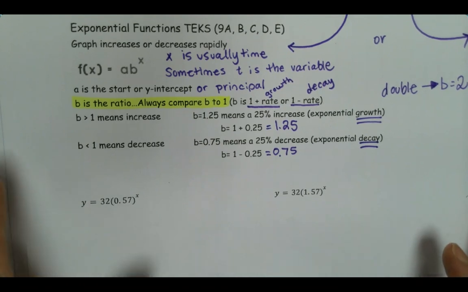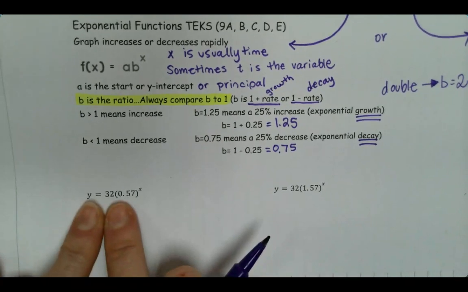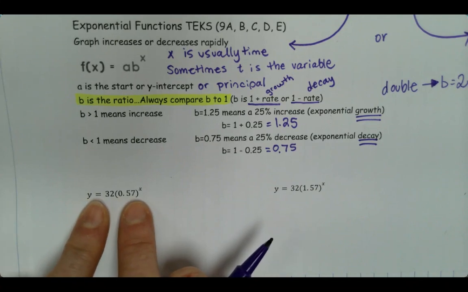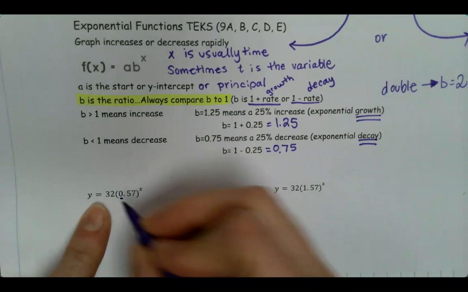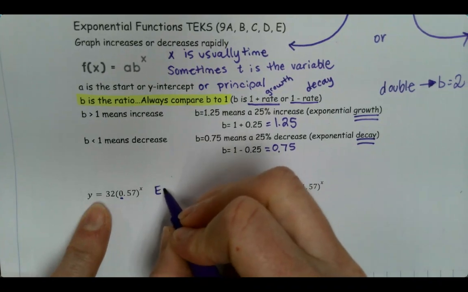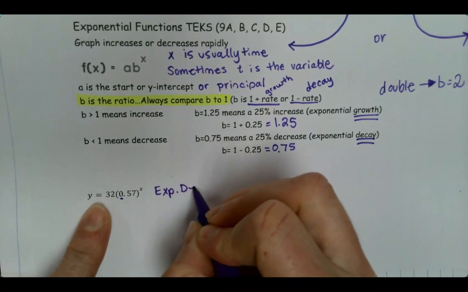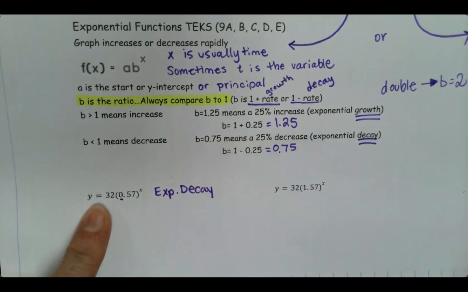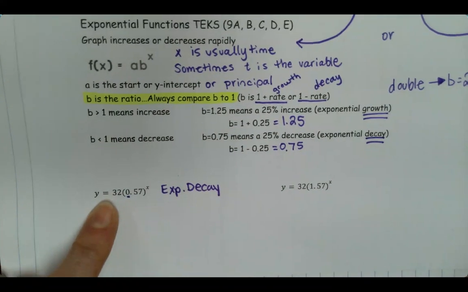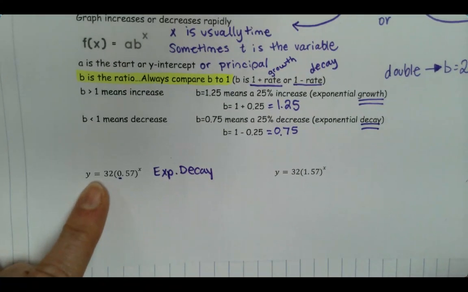So we have a couple of examples. This says 32 times 0.57 raised to the x. So since it has a 0 here, this means exponential decay or decrease. That means it's going to go down increasingly fast.